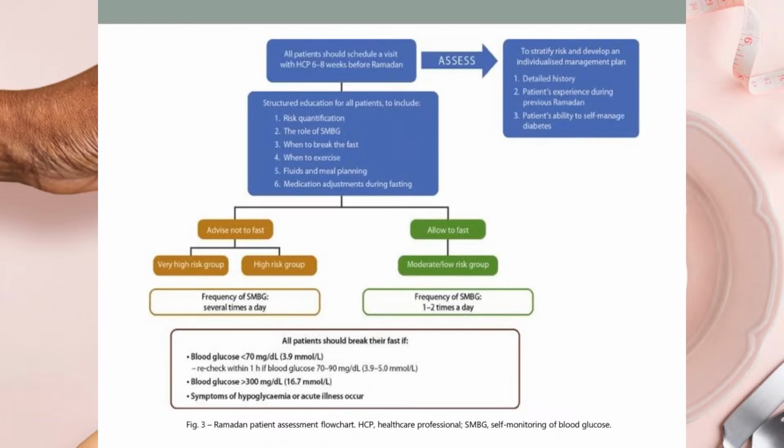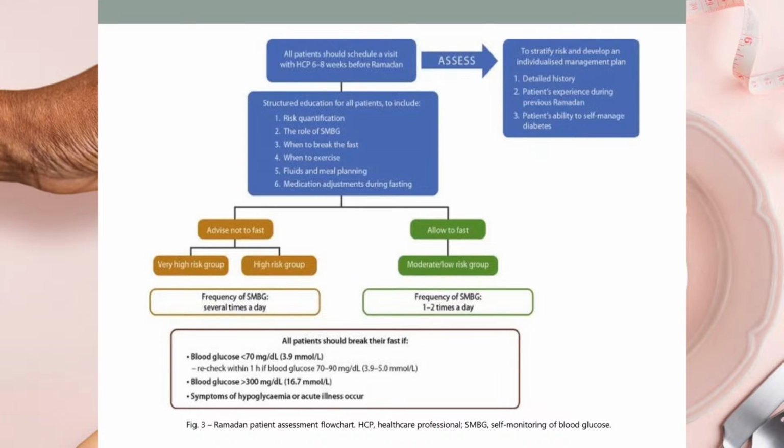So let's look at a lot more detail of what we should be doing. As I said before, the very top blue box says all patients should schedule a visit to the healthcare practitioner 6 to 8 weeks before Ramadan. And then what is supposed to happen? Stratify the risk and develop an individualized management plan. Detailed history must be taken. Patient experience during previous Ramadan must be sought. So that is important, okay, to establish the history and build on the experiences that the patient may have. And then patient ability to self-manage diabetes, that is key.